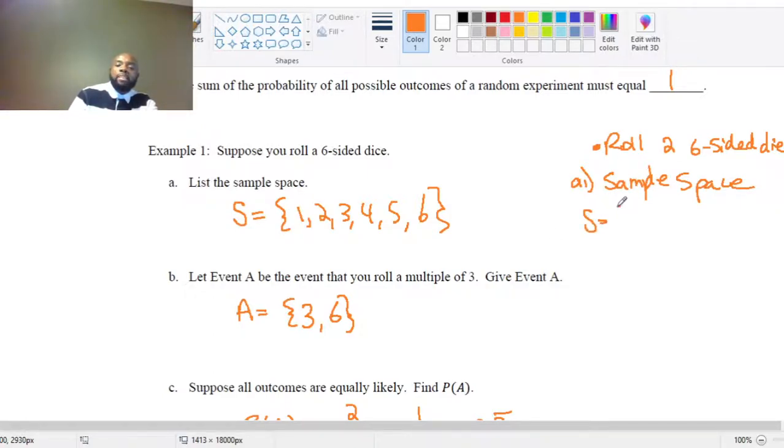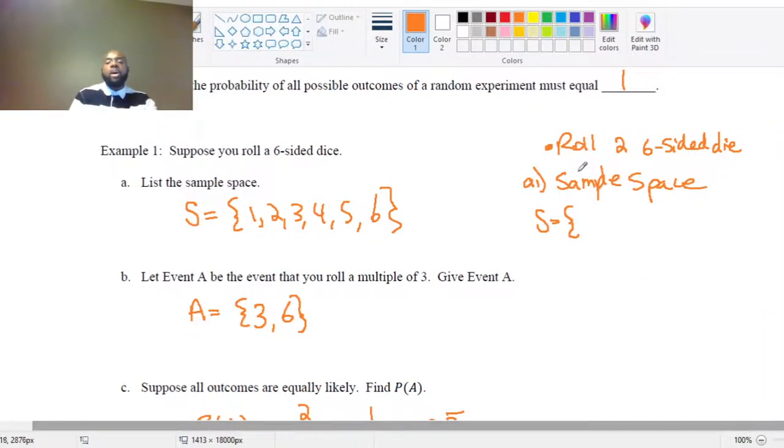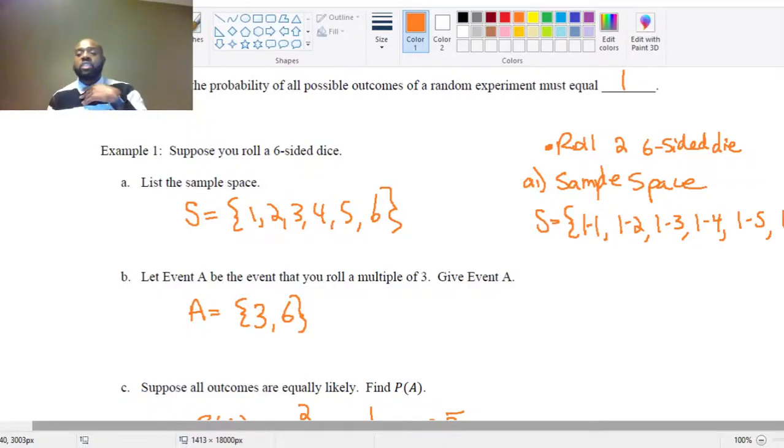Our sample space is going to look something like that. Now, a sample space, we're going to list the elements, right? What I'm going to do is say, okay, well, I can roll a 1 on one of the dice and a 1 on the other dice, right? And so I'm going to say 1, 1. I can do a 1 and a 2, a 1 and a 3, a 1 and a 4, a 1 and a 5, and a 1 and a 6, right? So a 1 on one dice, and then 1, 2, 3, 4, 5, or 6 on the other, right?